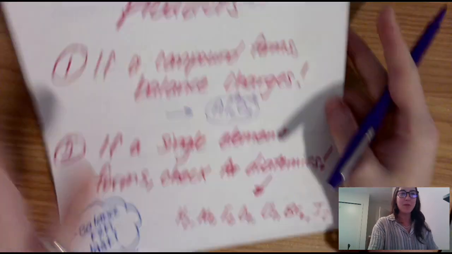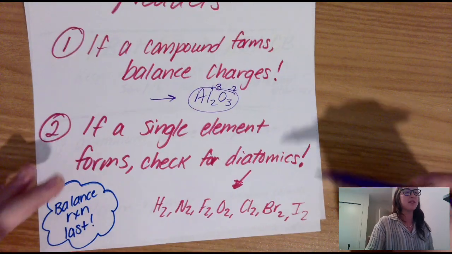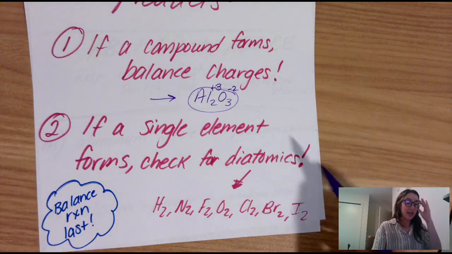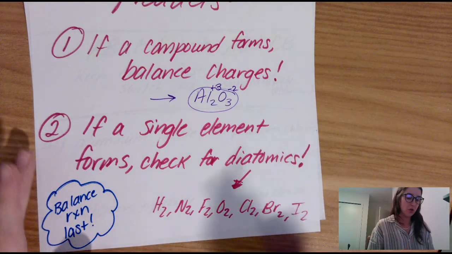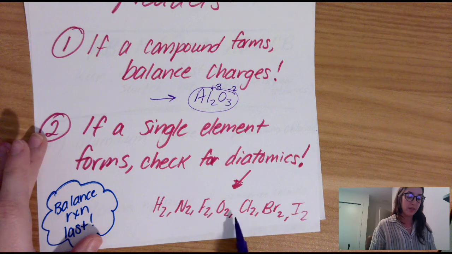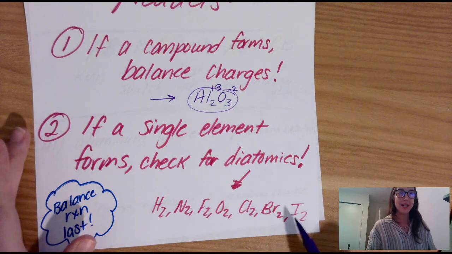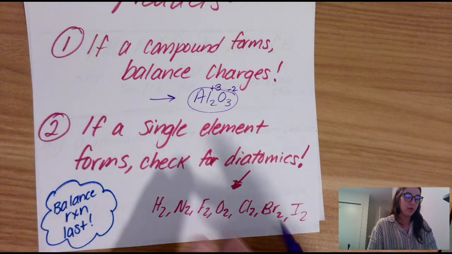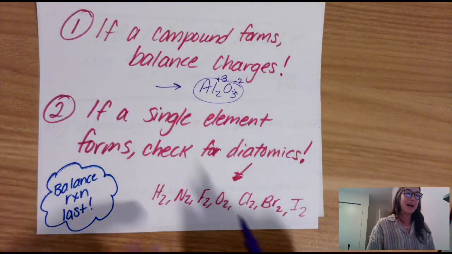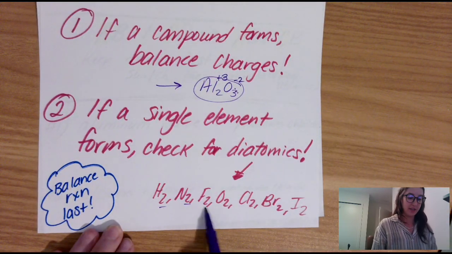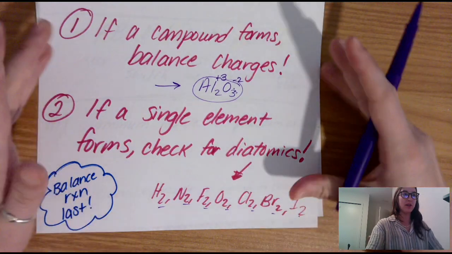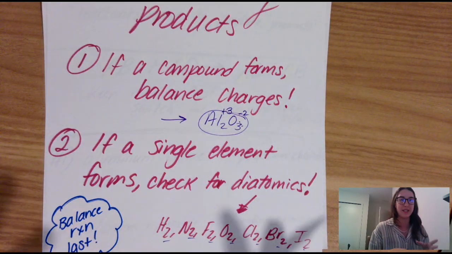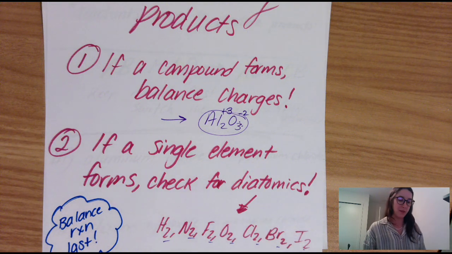The only other option is a single element forming, and if a single element forms, then you need to check for diatomics, okay? You have hydrogen, nitrogen, fluorine, oxygen, chlorine, bromine, and iodine. These are your elements that only exist in 2, so if they are by themselves, not in a compound, then they have to have that 2 subscript on them, okay? So if you can get these 2 rules down, you've got a good chunk of predicting products and the most common mistakes that students make.